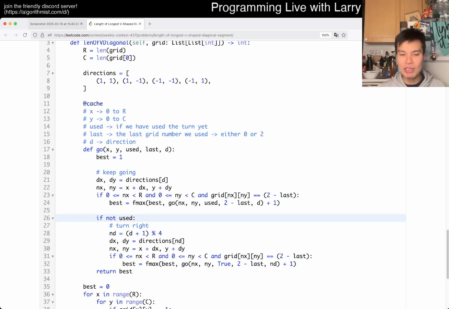Okay, and then we also try to turn right, or clockwise, or whatever you want to say. If it's not used, then we try to turn right. Everything is the same except that in the states, the new state is that we already turned right. We have a new last number, and this is the new direction, right? And that's it. Pretty straightforward.